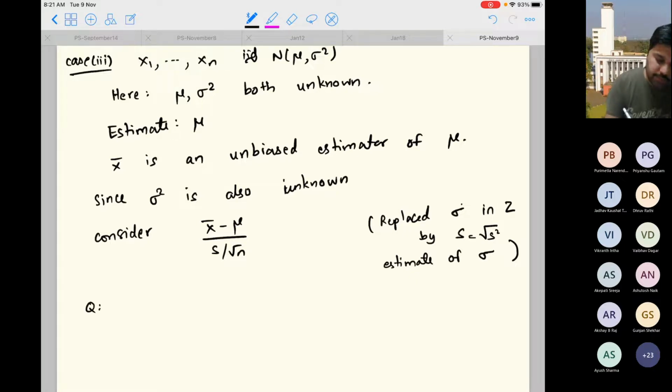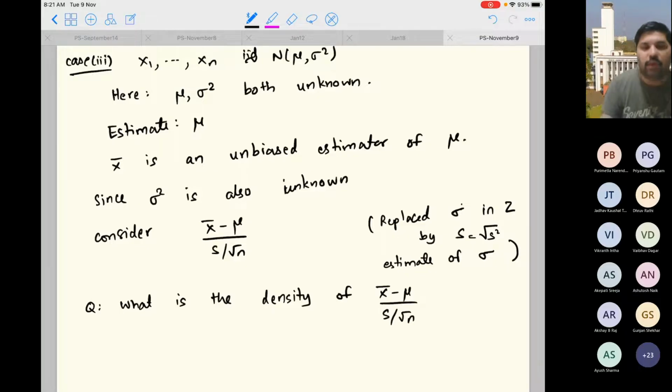Then the question is, what is the density? What is the distribution of x bar minus mu divided by s by root n? So that is the question we are asking. If this s were equal to sigma, which is known, then we know that this is normal 0 1. But if sigma is unknown, then we replace sigma by s, the estimate of sigma. And if that is the case, then we ask the question, what is the density of this particular random variable?